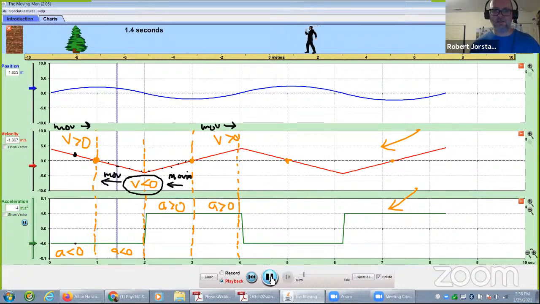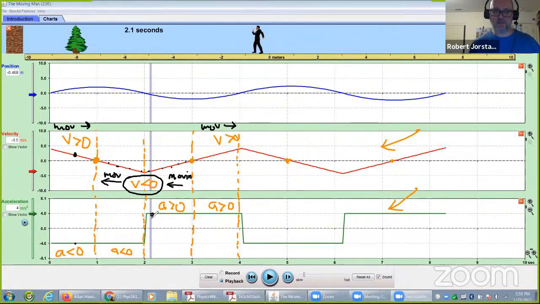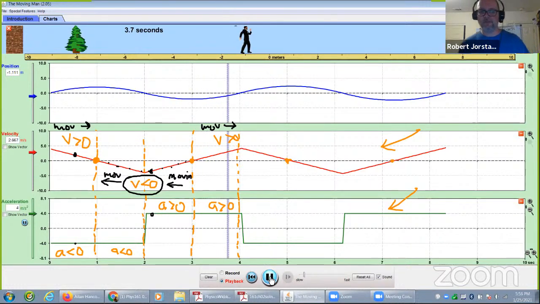Slowing down. For a split second, he stopped there. Now look, moving to the left and speeding up. Now, still moving to the left, but the acceleration just flipped sign. I'm showing you where we're at right here. The acceleration just flipped. I still have a negative velocity. Slowing down. Right at that split second, it was stopped. Now it's going forwards and speeding up.